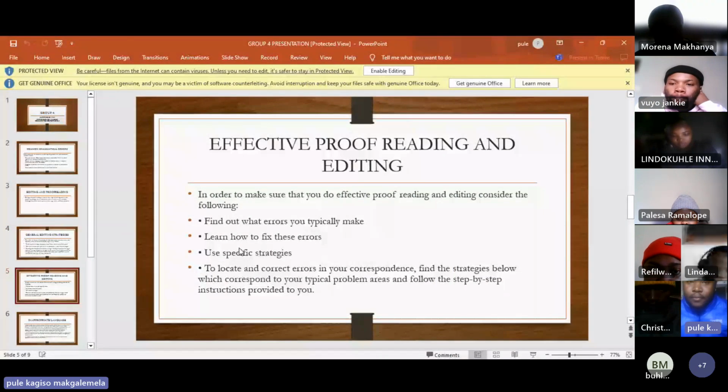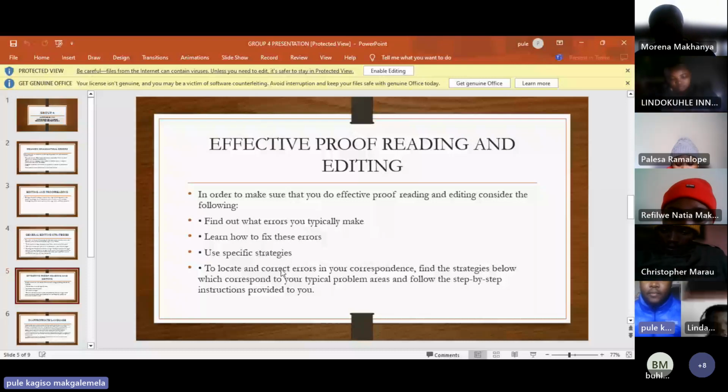So on effective proofreading and editing, in order to make sure you do effective proofreading and editing, you have to consider the following. You have to find out what errors you have typically made. You have to learn how to fix those errors, use specific strategies, and locate and correct the errors in your correspondence. Find the strategies below which correspond to your typical problem areas and follow the step-by-step instructions where provided.